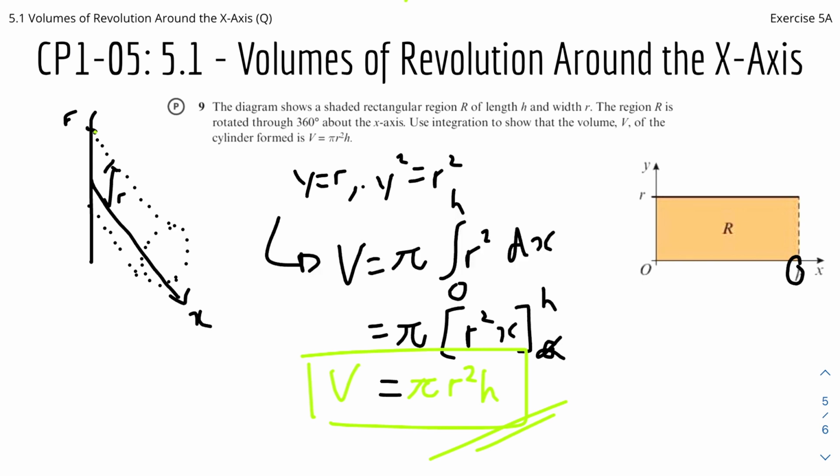And I'll see you all in the next video, which will be 5.2 for the volumes of revolution around the y-axis, which will be similar, but it will rotate around a different axis and a different squared function.